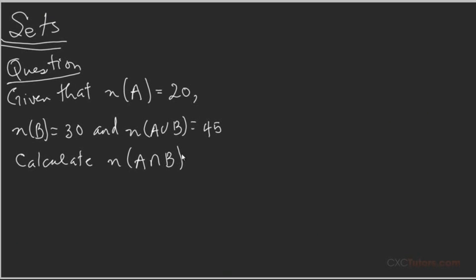Let us now consider the following question. It says that given that the number of elements in set A is 20, the number of elements in set B is 30, and the number of elements in the union of A and B is 45, calculate the number of elements in the intersection of A and B.